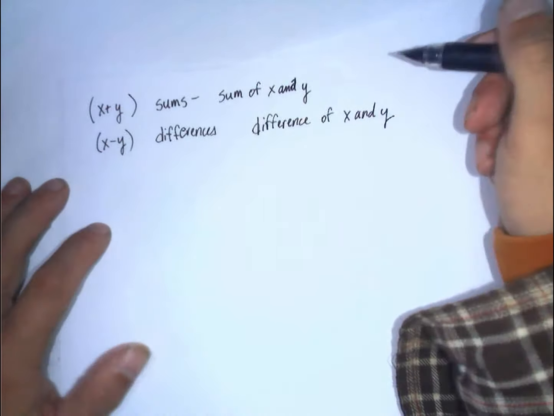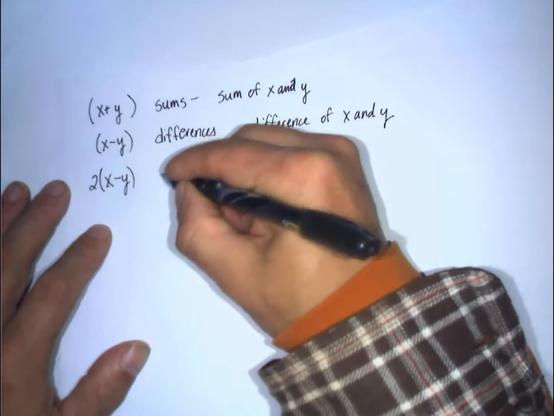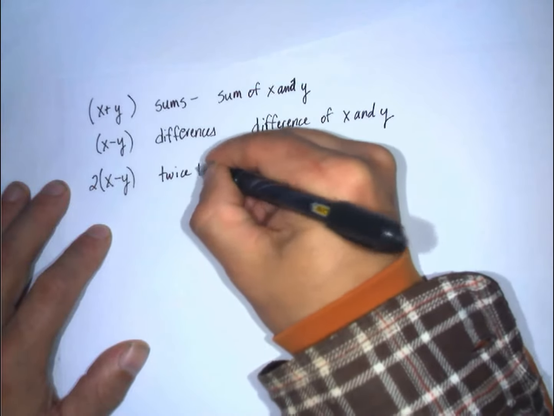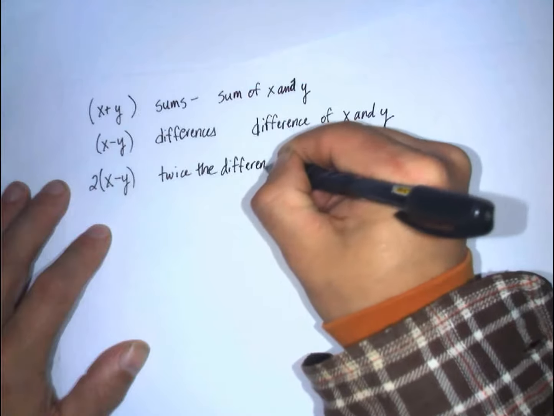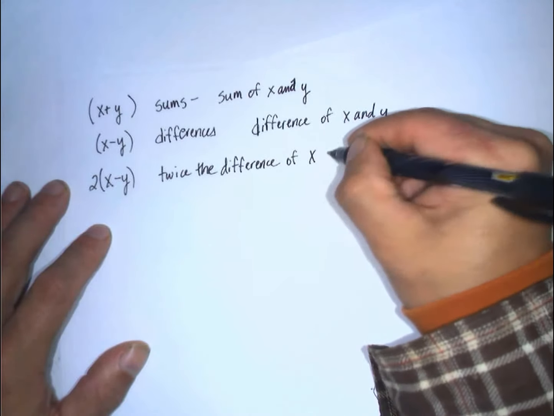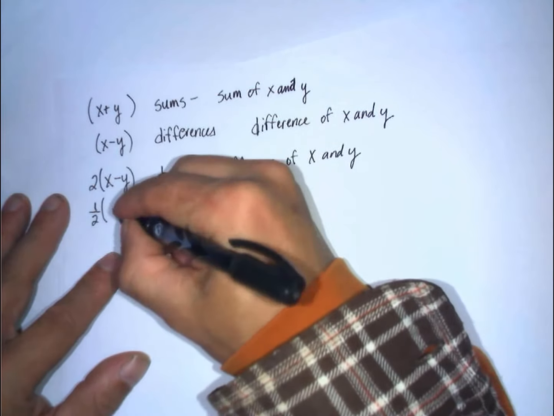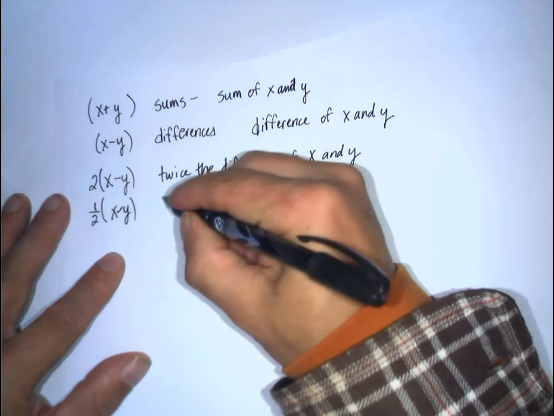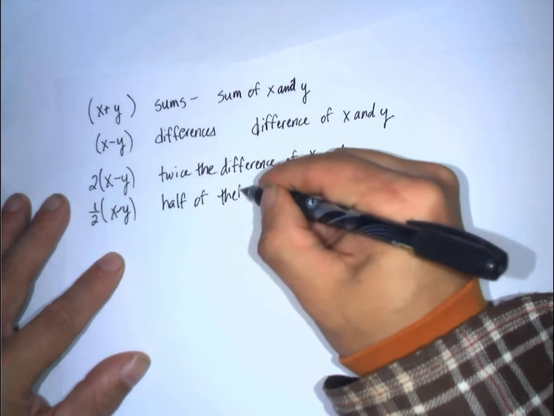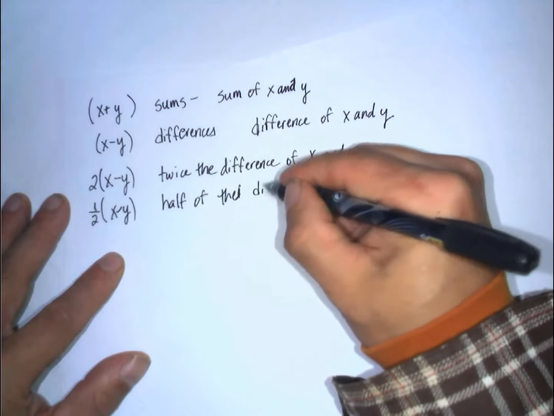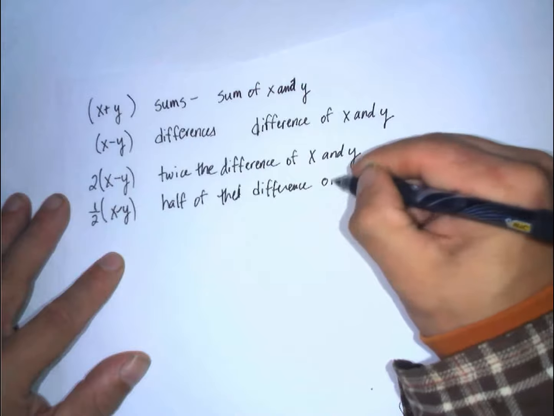And we could double that. So this is twice the difference of x and y. Or we could multiply by 1/2, and we could say this is half of the difference of x and y.